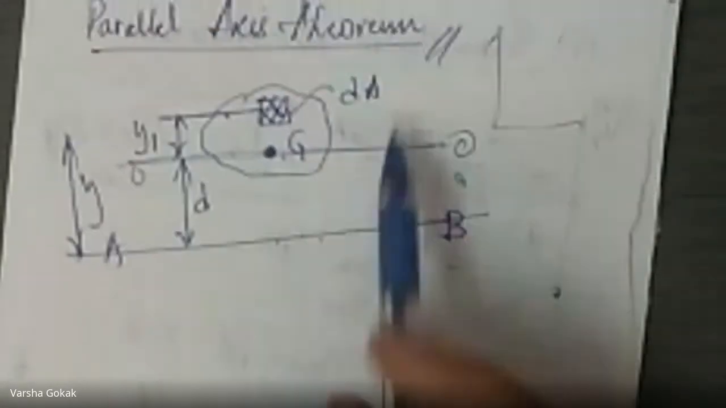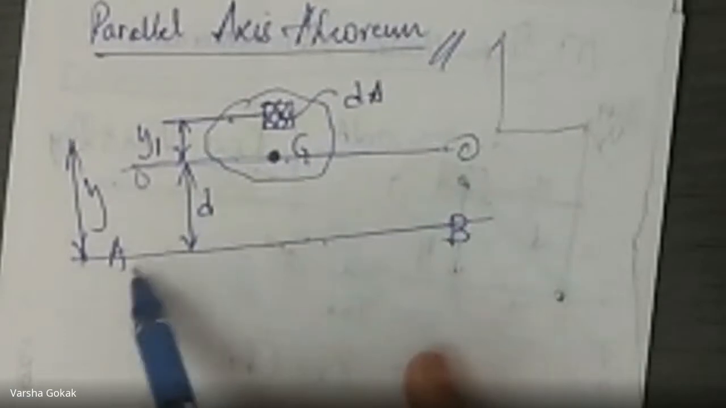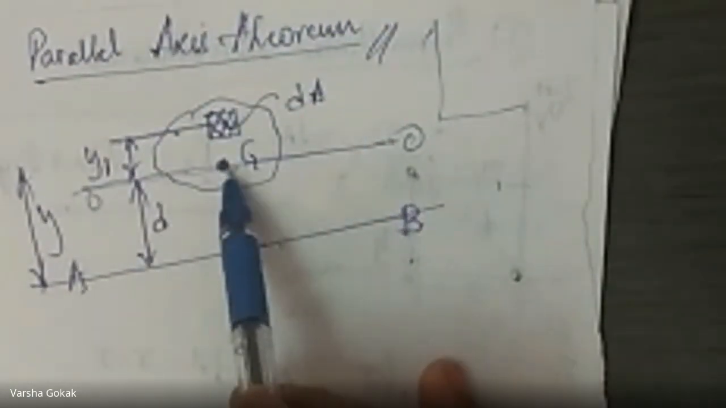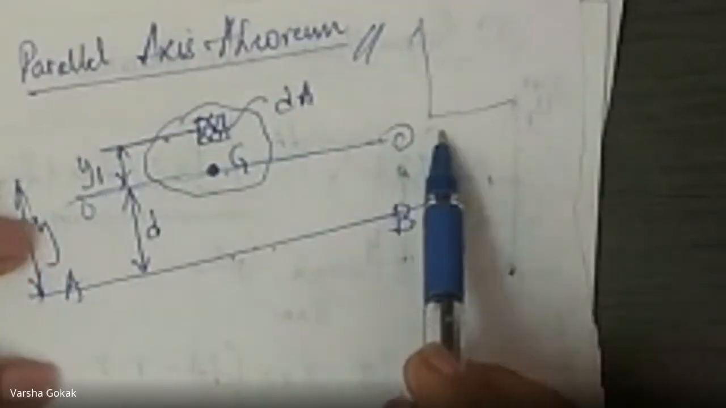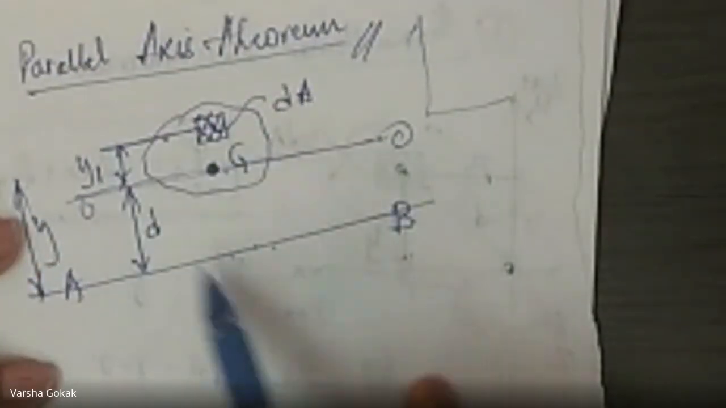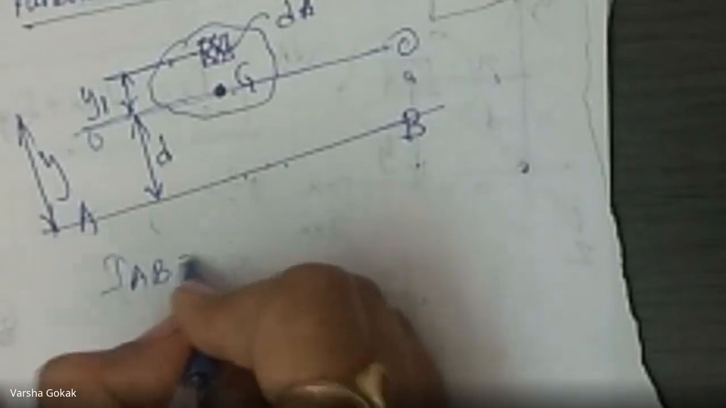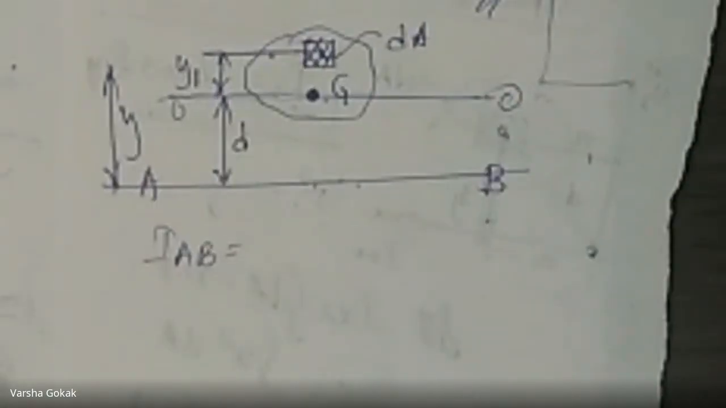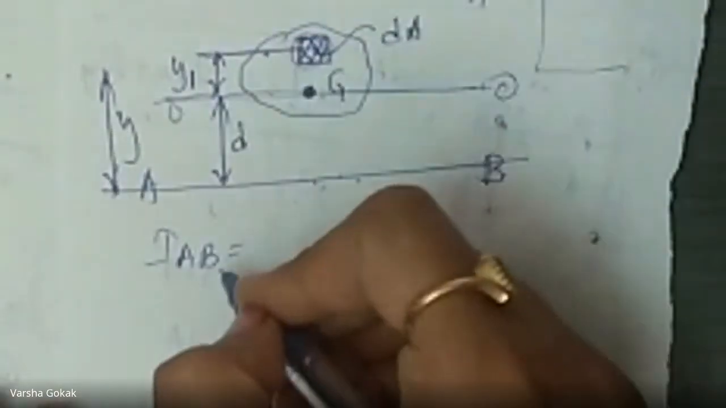Okay, so consider an area A with a centroid G as shown in the figure to find the MI about AB. Consider elemental area dA at a distance of y1 from OO, sorry, at y1 from OO and y from AB. Okay, now from this, if I want to write IAB using a generalized formula of moment of inertia of this elemental area about AB.